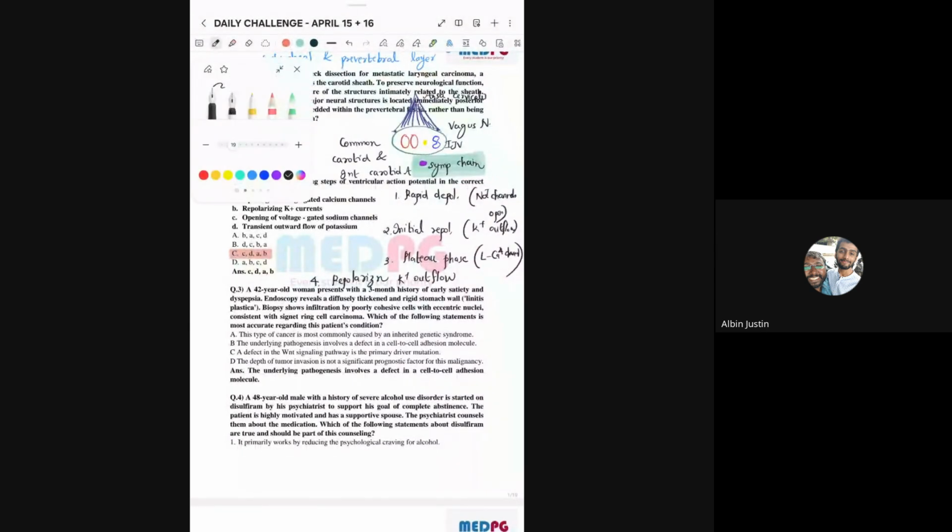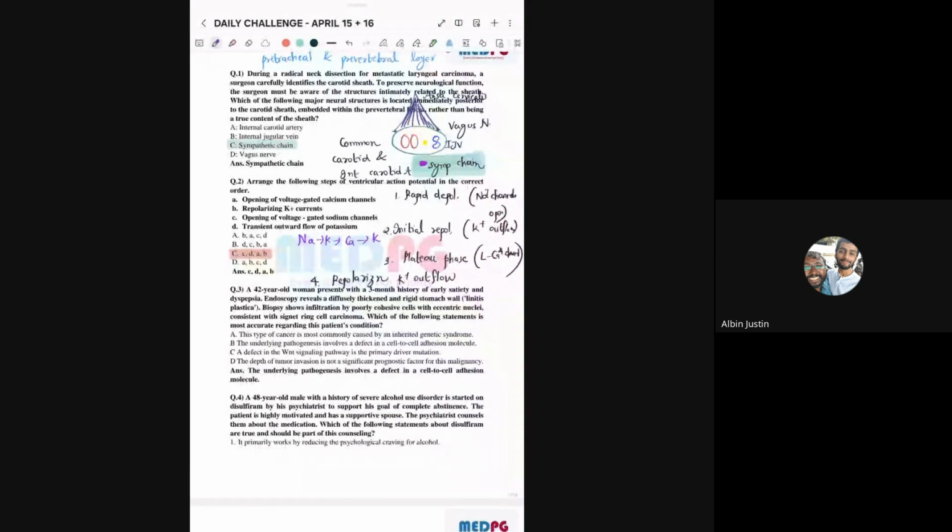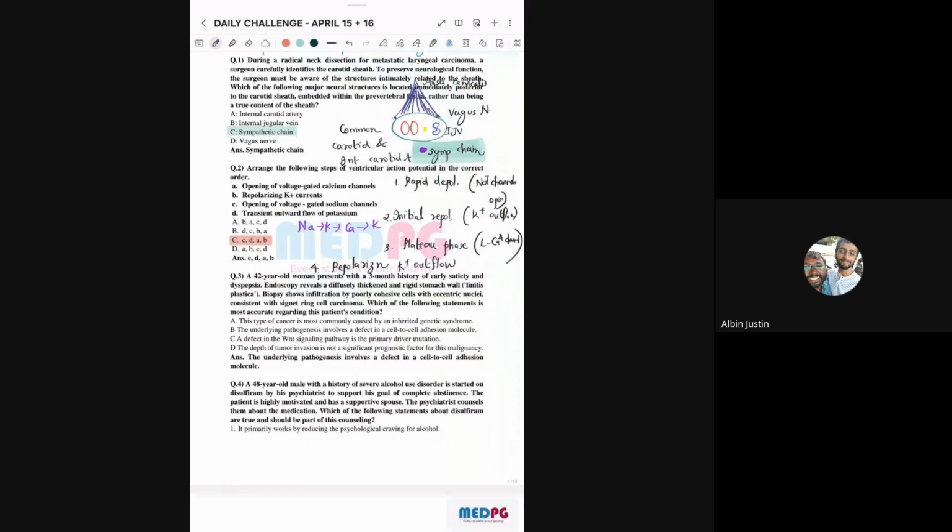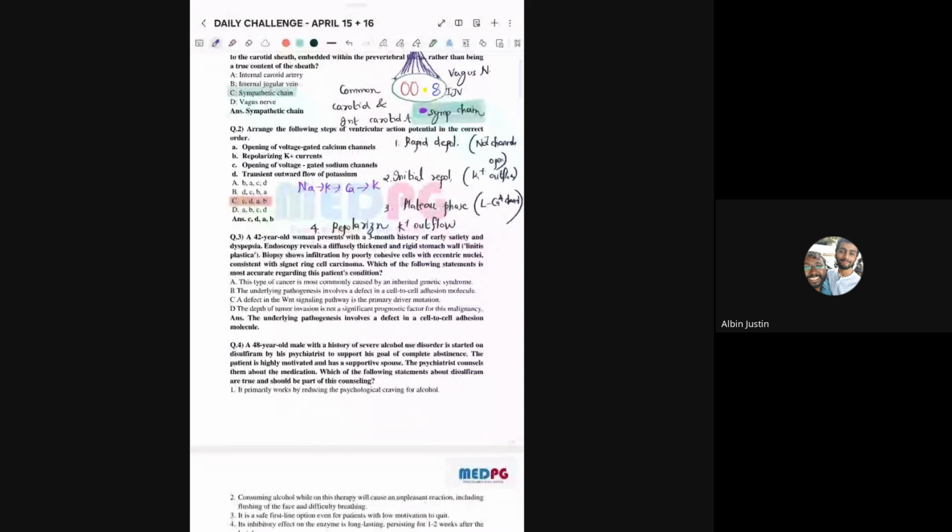If they ask you the ions, the order is sodium, potassium, calcium, again potassium. Okay, this is the order of the ions. The long plateau phase prevents the tetany of the cardiac muscles.